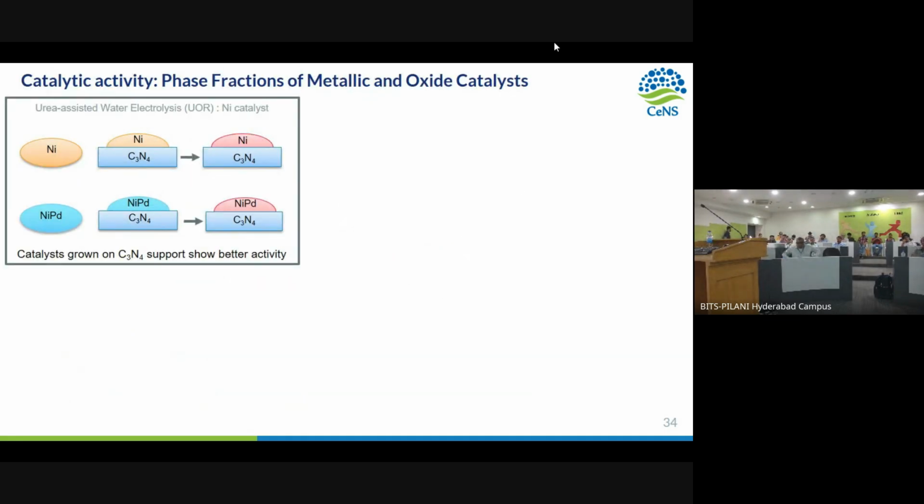As it is a conference on catalysis, one minute I'll take. These catalysts were not developed by us. These are developed by Professor Ishwarmurthy from JNCASR. They are using this nickel-based catalyst, nickel and nickel palladium, for the UOR system. When they put it on graphitic C3N4 carbon nitride, they see that the performance of nickel is much better, and in case of nickel palladium also, the catalysis performance is better.